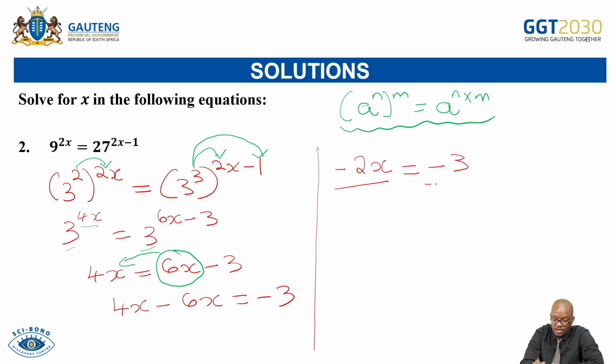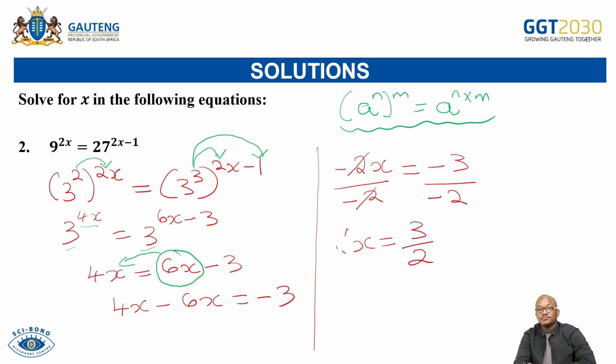Then we are going to divide by negative 2 because we are getting rid of negative 2. Negative 2 divided by negative 2, therefore your x is going to be 3 over 2. So that's how we are going to solve that particular question. You can see that the first step, I had to make sure that we have the prime factors of 9 and 27 because our aim is to make the base the same.